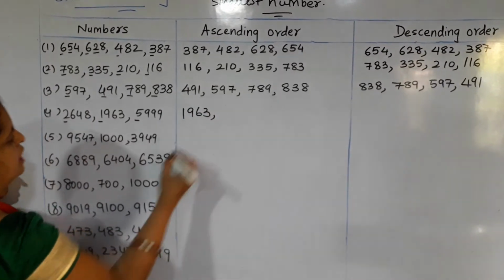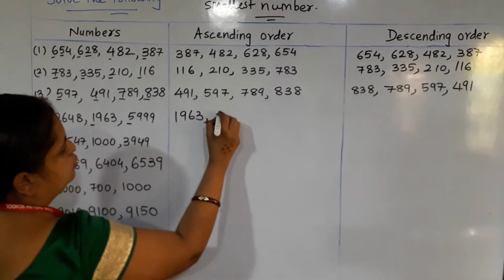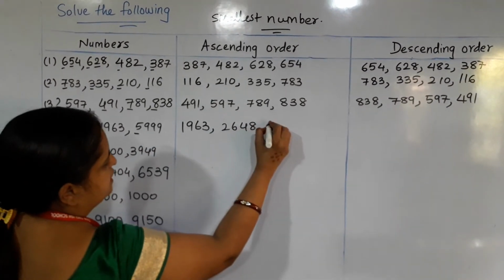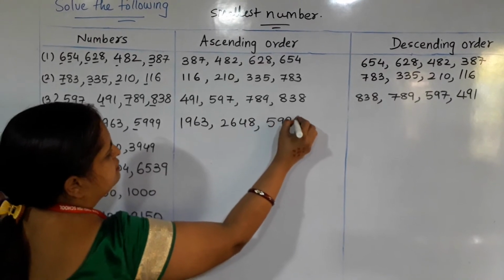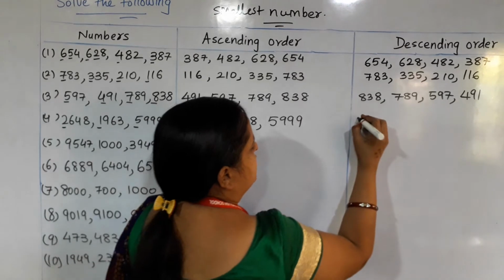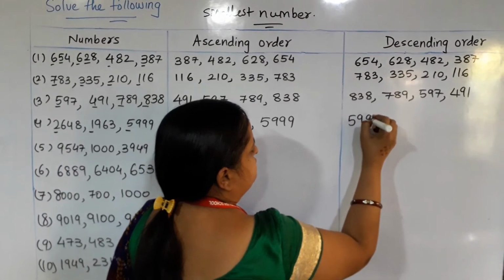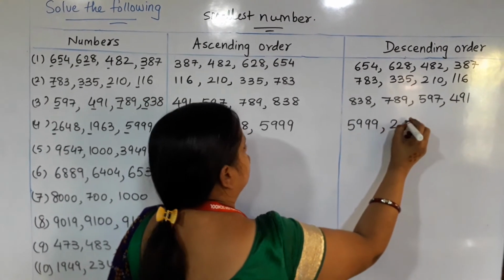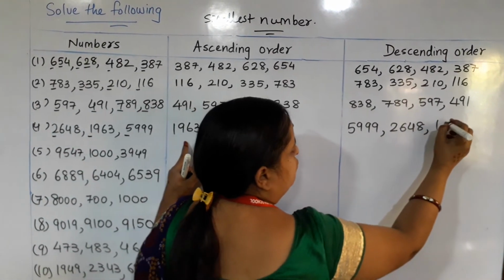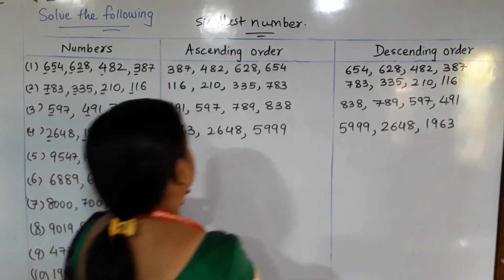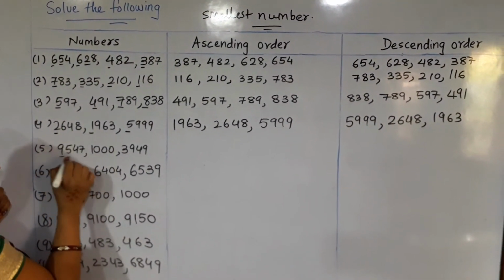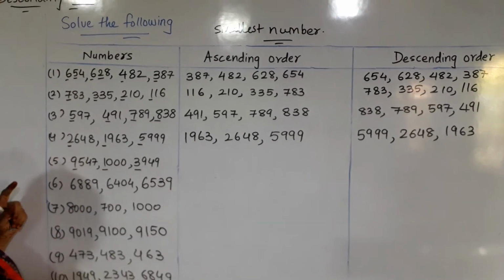1963. After that 2, 2648, and then 5, 5999. And for the descending order we will go back from back side. Bigger number 5999, then 2648, and the smallest number 1963.